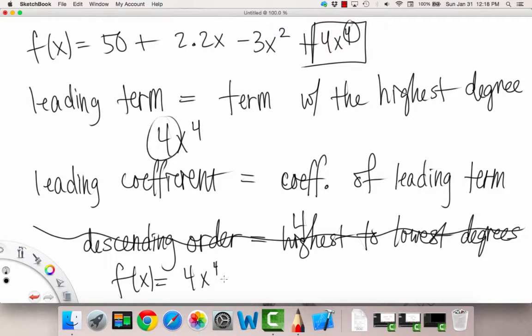So we're just going to skip over to the next one, our next highest power, which is 3x squared, right, because we have a power of 2. Our next one would be the x one, so 2.2x, and then plus 50. And we oftentimes do this because of the following fact.